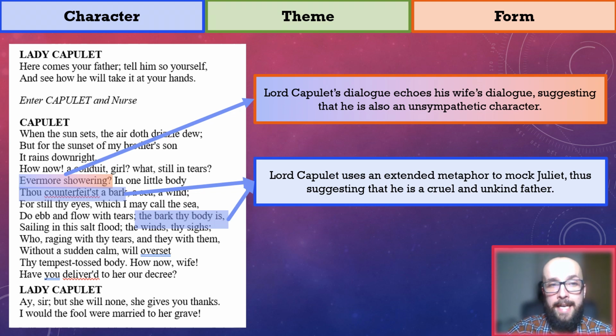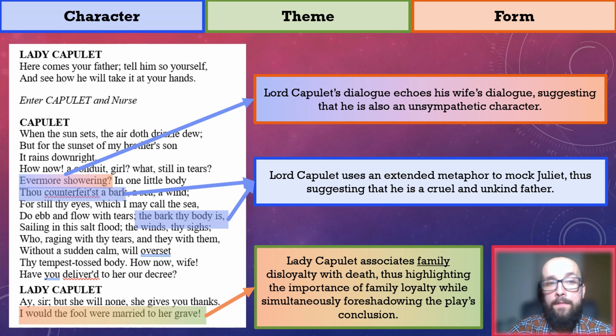Last, Lady Capulet associates family disloyalty with death when she expresses that she wishes that Juliet was married to her grave. Not only does this highlight the importance of family loyalty, it foreshadows the play's conclusion, given that Juliet is reunited with her husband in the Capulet's tomb that then becomes her grave.